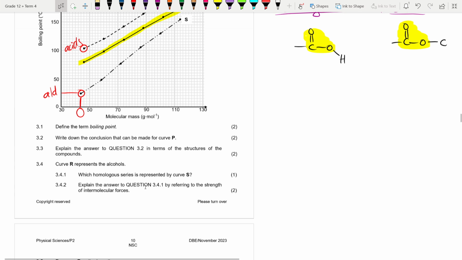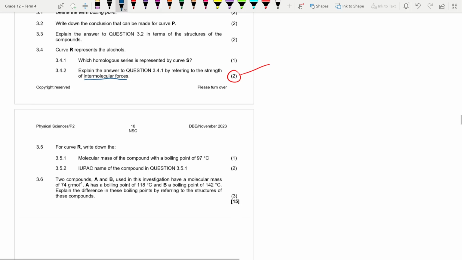Explain the answer to question 3.4.1, referring to the strength of intermolecular forces. You know how to explain this one. So you have to refer to the number of hydrogen bond sites that you can have. You probably know what I mean by that, so you go and review your notes about intermolecular forces related to organic chemistry. I don't think it's a long topic, so I'll also try to send you some notes on that.